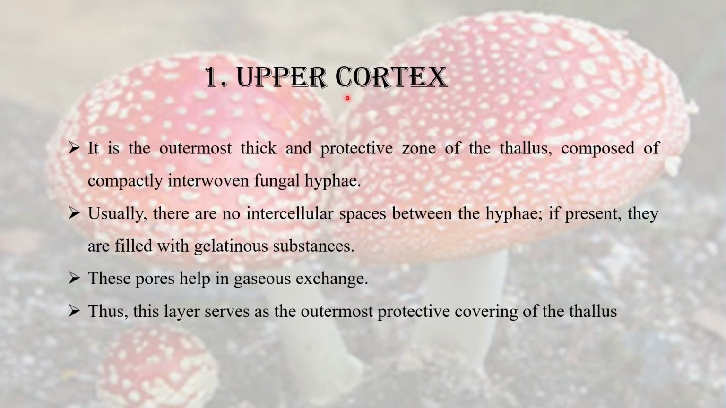The first one, upper cortex. The outermost thick and protective zone. It is composed of fungal hyphae. There is no intercellular space between hyphae. A gelatinous substance is present in the upper cortex. Pores help in gaseous exchange. This layer acts as a protective layer.